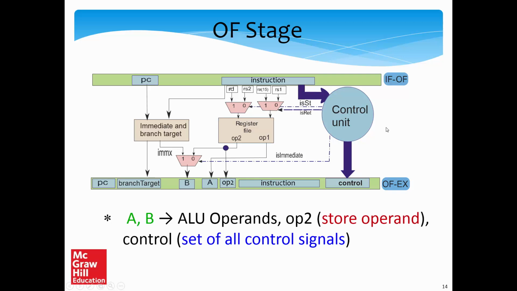Let us now consider the OF stage. So the OF stage begins from the IFOF register. So what did we get from the previous stage? We got the program counter, the PC, from the previous stage, right? So this is what we got. And we got the instruction packet from the previous stage. So this is one more thing that we got from the IF stage.